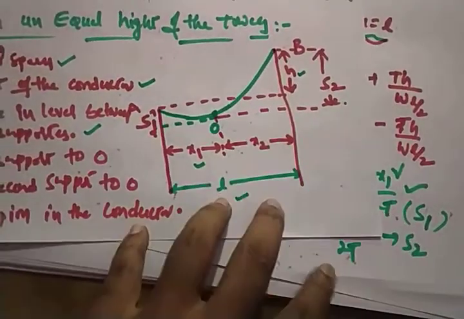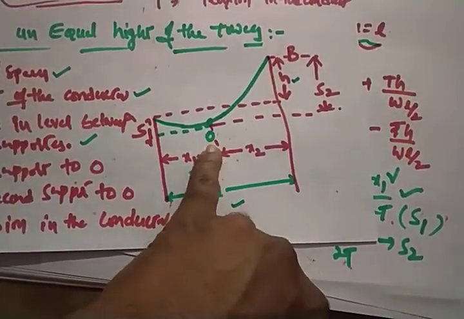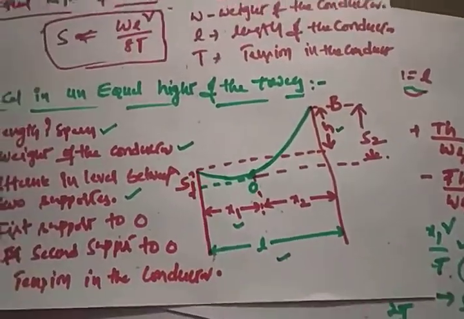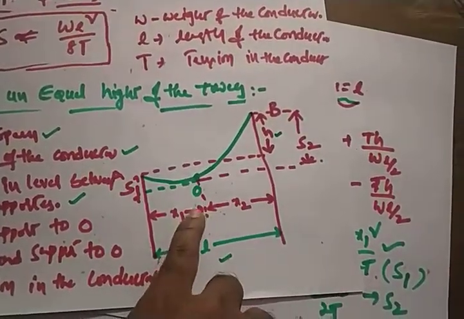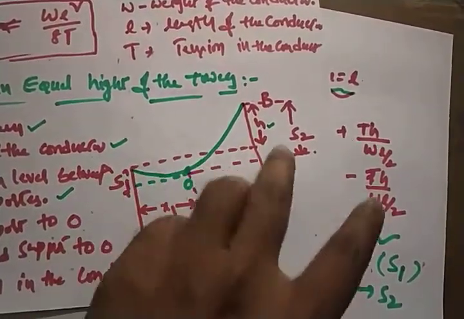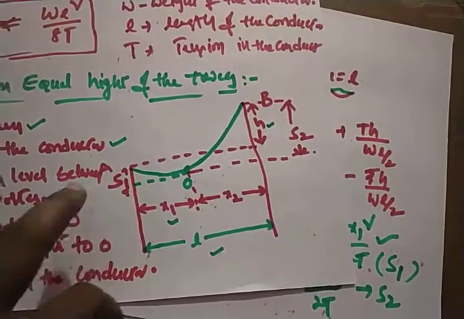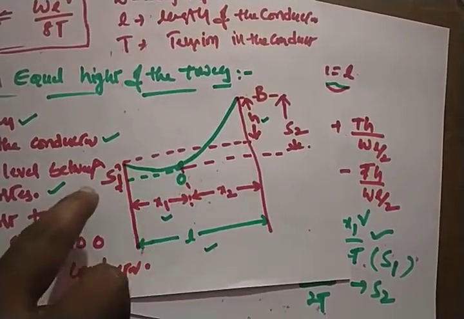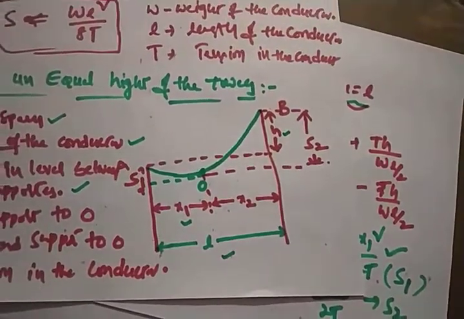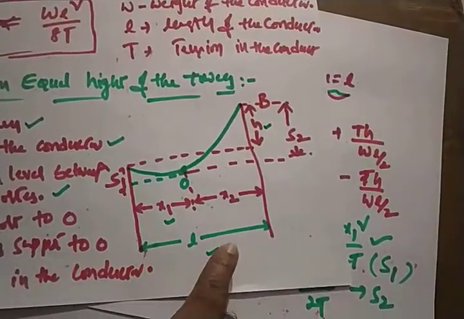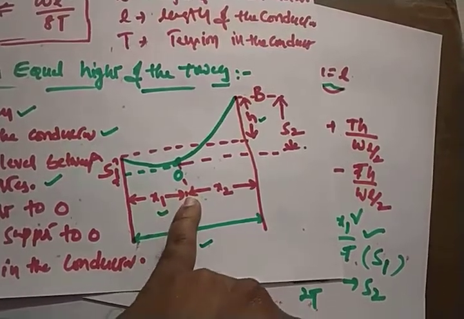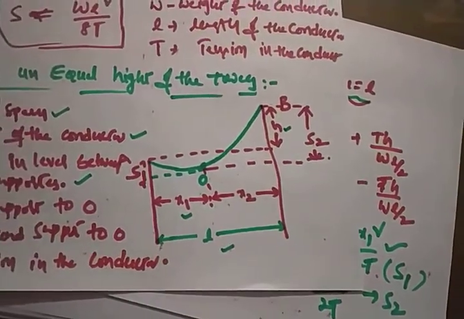This is the two unequal height of the towers. I am assuming the point O, which is not the midpoint. From this supporter and this supporter, the level difference we can call it as h, the height. From this supporter to point O, we can call it sag 1. From this supporter to point O, we can call it sag 2. And I am assuming that the span length is L. The distance from O to this support we can call x1, and from O to this support we can call x2.